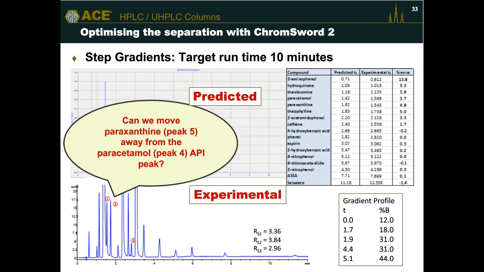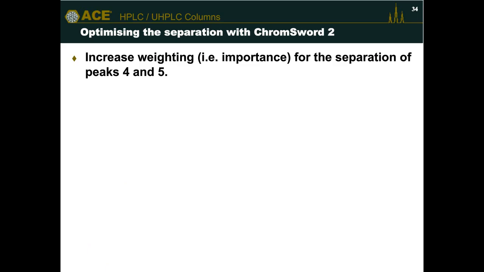Now with the ChromSword software, we can identify a peak pair as important, so we can increase the weighting to resolve that peak pair most importantly in the chromatogram. So it's almost like choosing your critical pair in the chromatogram, and the software will try to optimize those first and foremost and better than it has done previously.